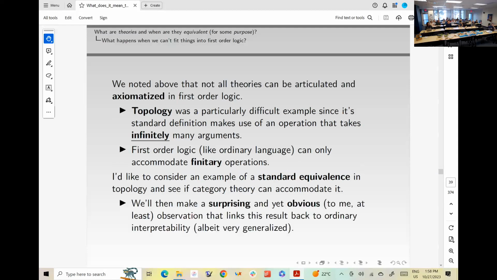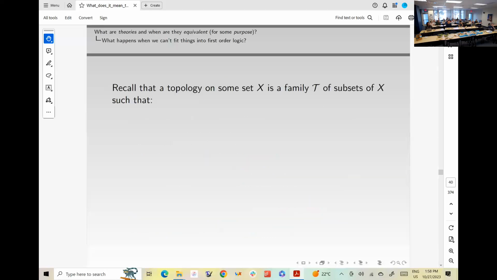And then I'm going to make a surprising and yet obvious observation, something I've known for a long time, that this can be linked back to an ordinary interpretability kind of result, somewhat generalized.